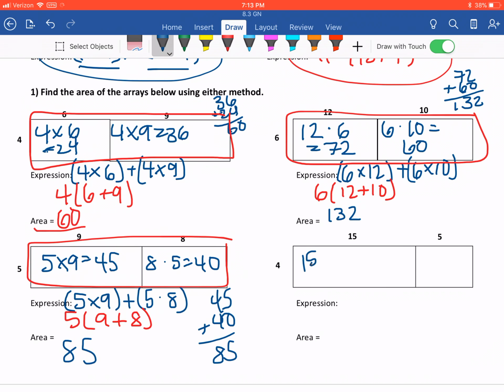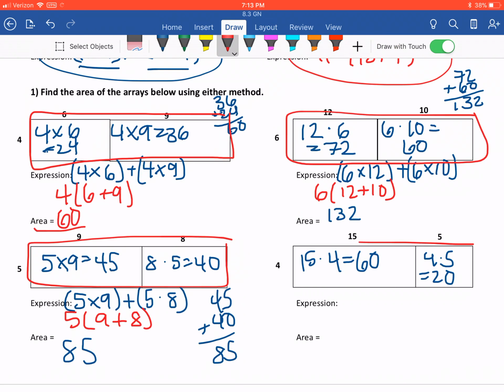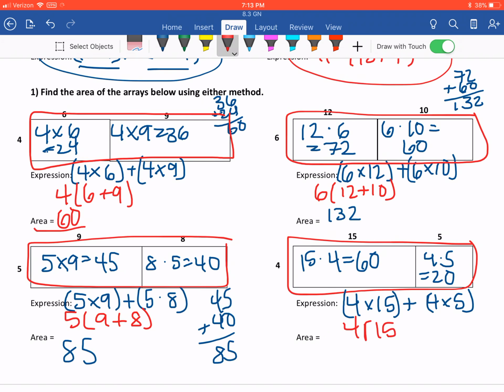All right, and the last one, 15 times 4 was 60. 4 times 5 was 20. Oh, come on. The big rectangle would have been, whoops, let me write my expression first. 4 times 15 plus 4 times 5. And my big expression would have been 4 times 15 plus 5. And then 60 plus 20 is 80. So my area would have been 80.